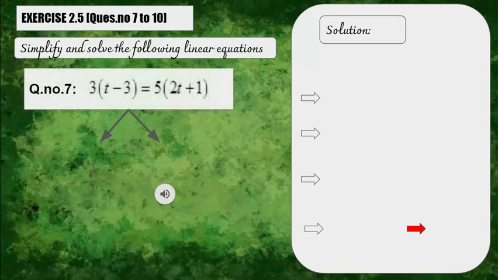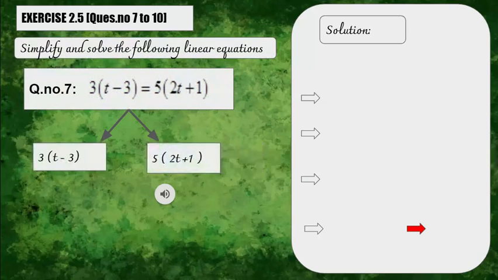3 into (t minus 3) is equal to 5 into (2t plus 1). So here left side it is given 3 into (t minus 3) and right side 5 into (2t plus 1). Here you can see that one number is outside, that is a common number, and the other terms are inside the bracket. So we have to multiply the outside common number with both the numbers inside. So here 3 should multiply with the t and minus 3 both. Same way, 5 should multiply with the 2t and 1 both.